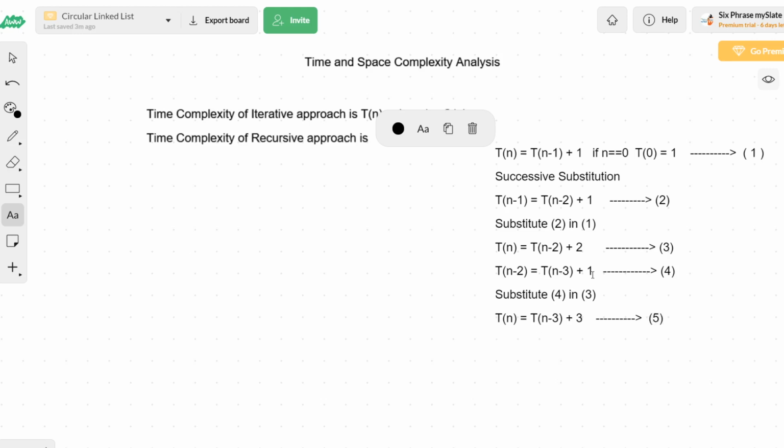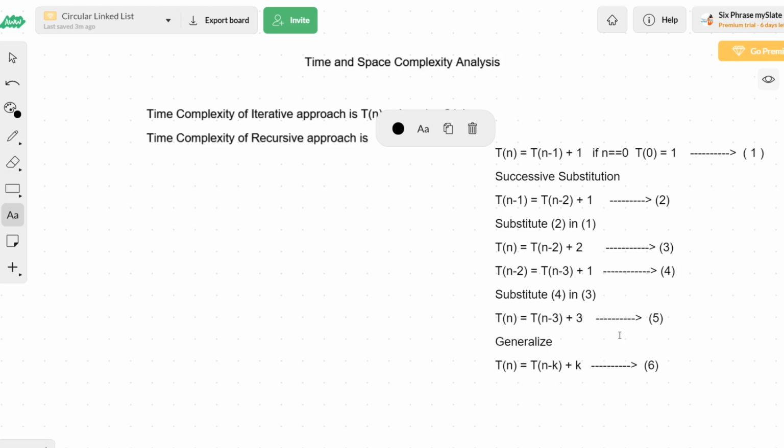And now we will generalize, because this keeps on going: n minus 1, n minus 2, n minus 3. So T of n is equal to T of n minus 1, 2, 3, keeps on changing. Let us take a general variable for representing that changing value. The positive term is also changing: plus 1, plus 2, plus 3. If it is minus k, then here it is plus k. This equation we will take as equation number 6.